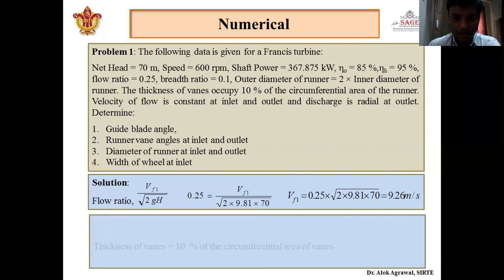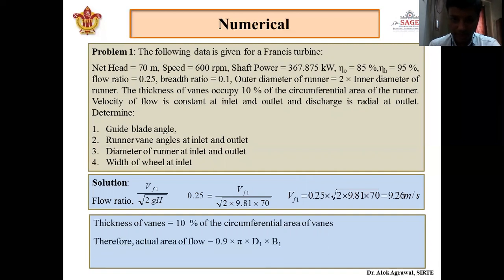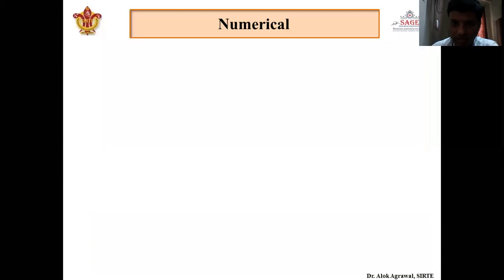Next, thickness of vane is given as 10% of the circumferential area. So I have already discussed that the area available to calculate the value of Q is 90%. So the actual area will be 0.9 into pi into d1 into b1. If this 10% is not given, what area would we take? Pi d1 b1 only. But now it is given that 10% of the area is restricted because of the thickness of the blade, so we have to take 0.9 into pi into d1 b1. Discharge at outlet is radial, it is given, so Vw2 will be equal to 0 and Vf2 is equal to V2, which we have already discussed.